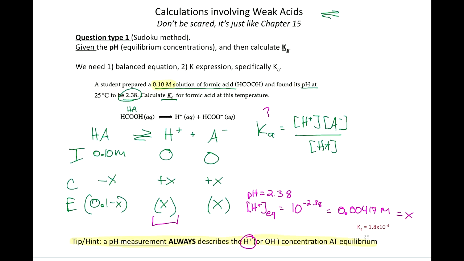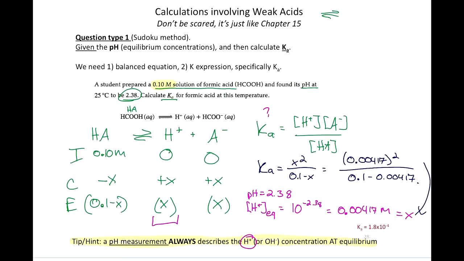So that means Ka is equal to, remember, it's X squared over 0.1 minus X, so it's equal to 0.00417 squared over 0.1 minus 0.00417. And then you're done. And then K is that, 1.8 times 10 to the negative 4.